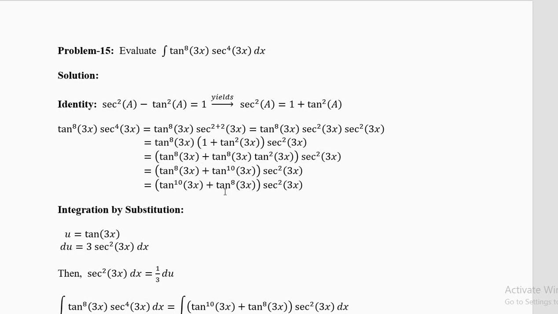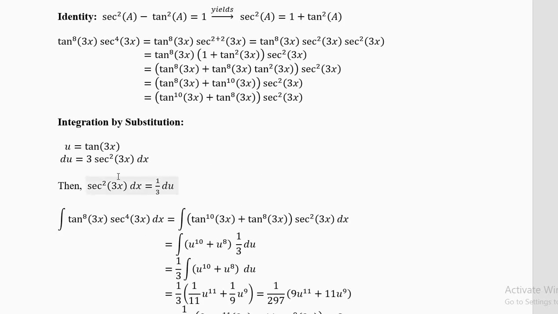Now open the bracket, you have to make a substitution. After, in the next stage, you have tan power 10 3x plus tan power 8 3x inside the bracket, and outside the bracket you have the derivative, which is secant square 3x. That 3 will get fixed. So make the substitution, u equal to tangent 3x.